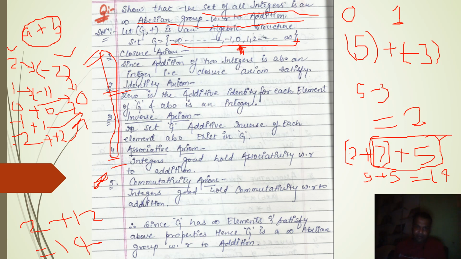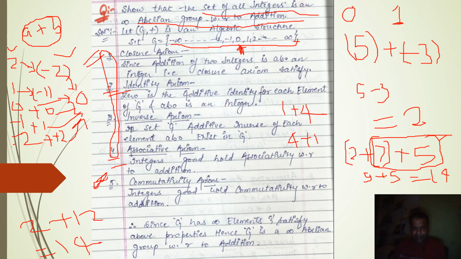Similarly, we can say that integers hold commutativity with respect to addition. You can apply this operation on any two integers. Suppose I am adding 1 and 4, then the result will be similar to the result obtained by 4 plus 1. So integers hold associativity, and integers hold commutativity.